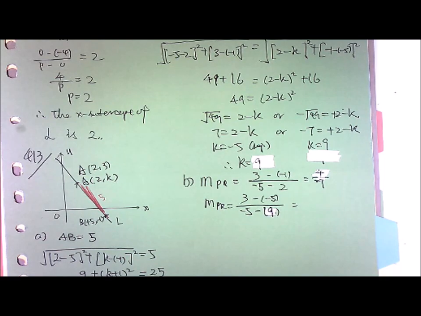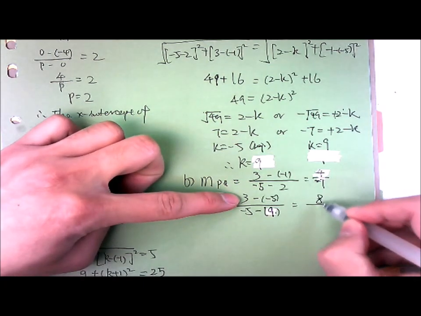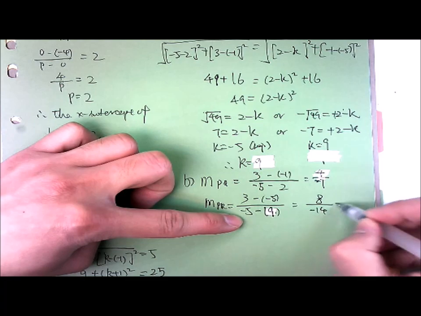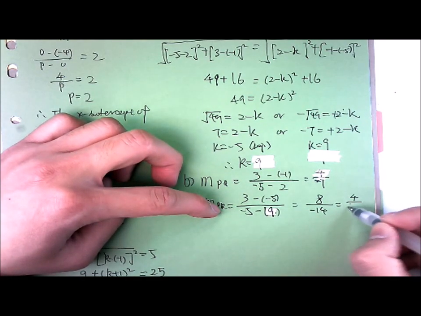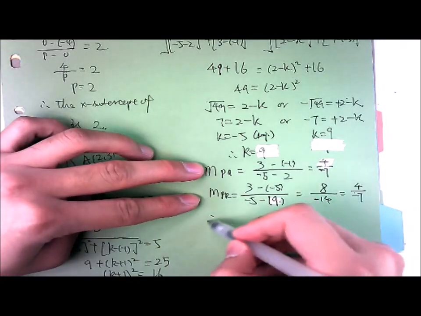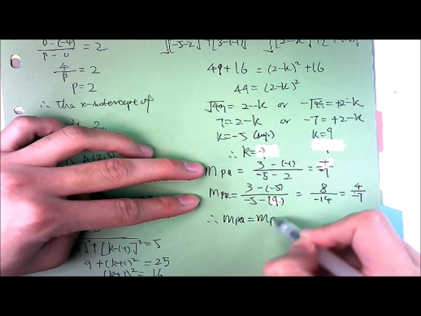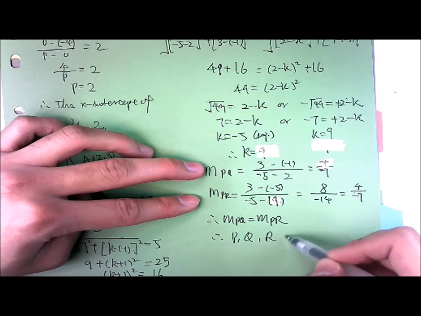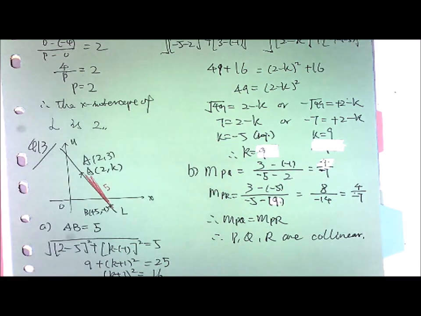So here, you calculate. So here is 8, and then this is negative 14. Simplify it, you have 4 over minus 7. So they are the same actually. So you can write m_PQ equal to m_PR. So P, Q, R are collinear. Understand?